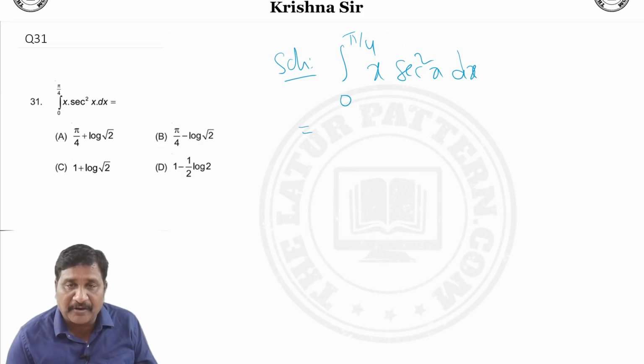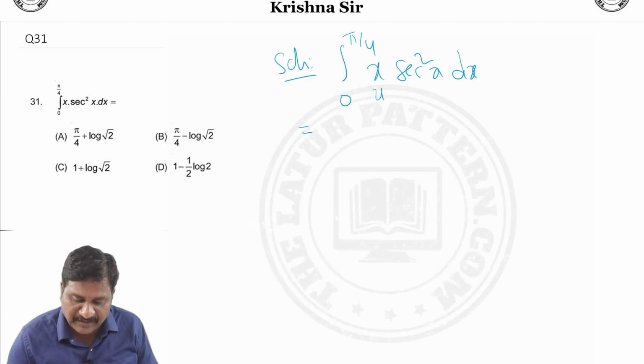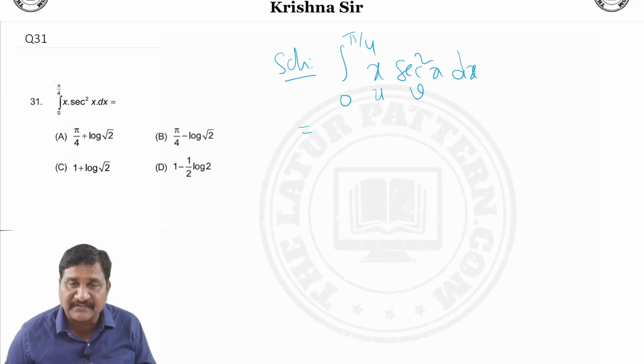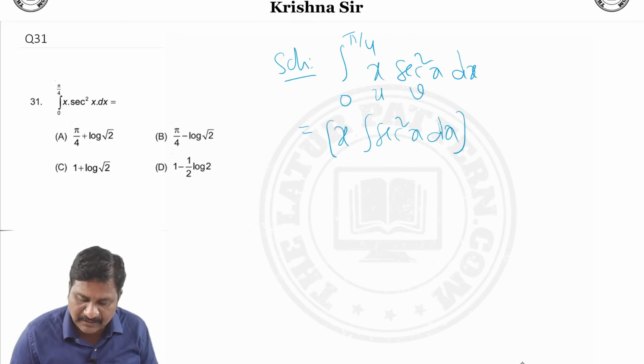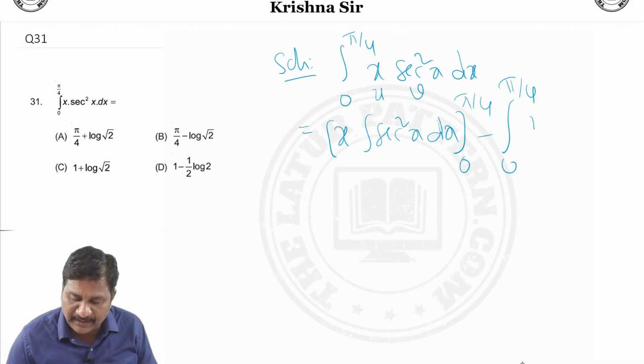By the UV method, the product of the functions, we are taking u as x and v as secant square. Then we apply our formula: u into the integration of v, that is secant square x dx, whose limits are 0 to pi by 4, minus the integration from 0 to pi by 4 of the derivative of u, here u is x, and again the integration of v, secant square x dx.